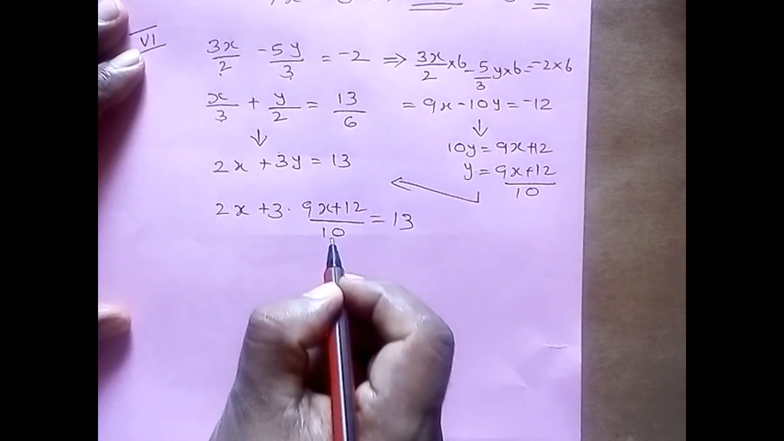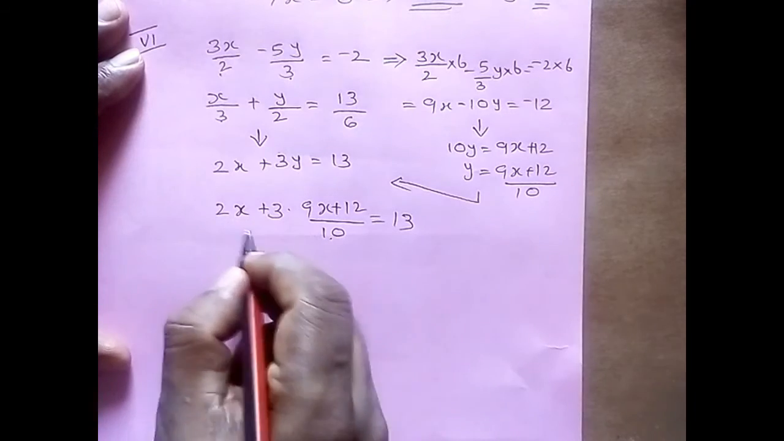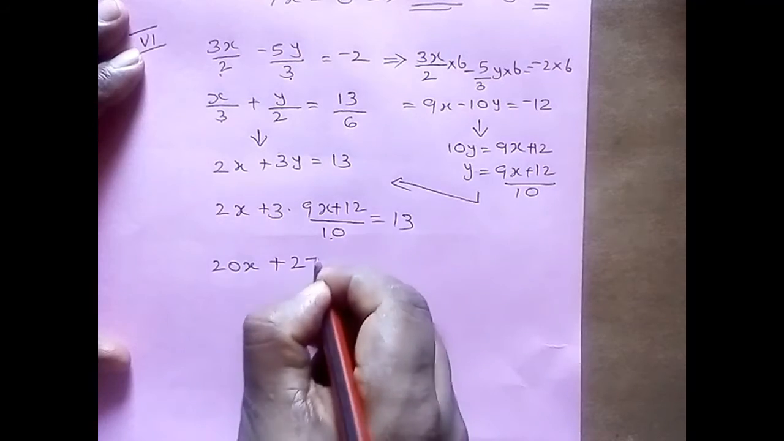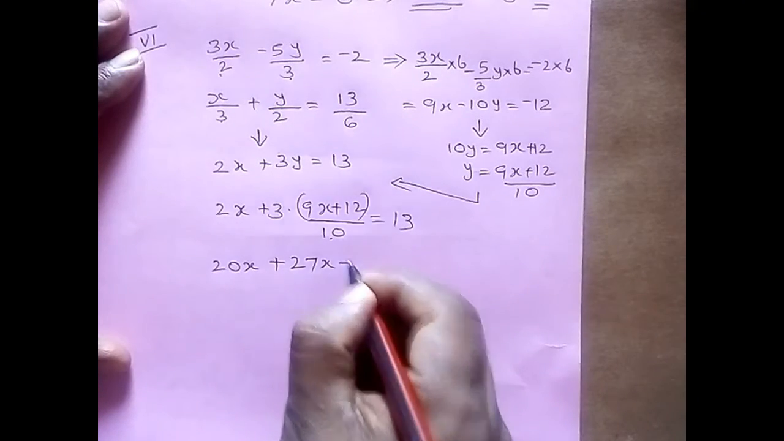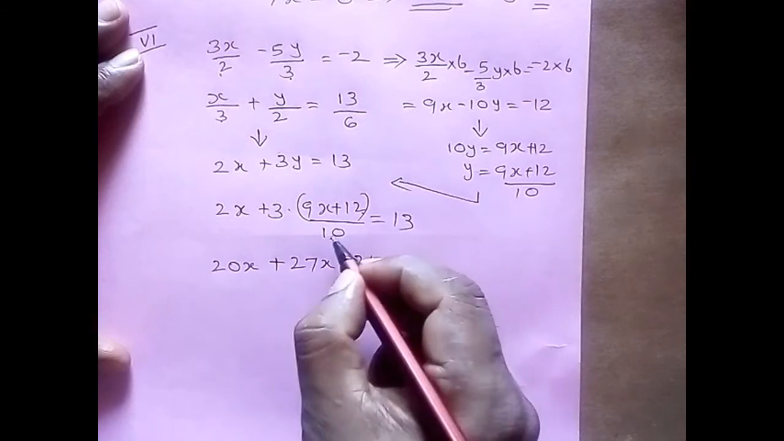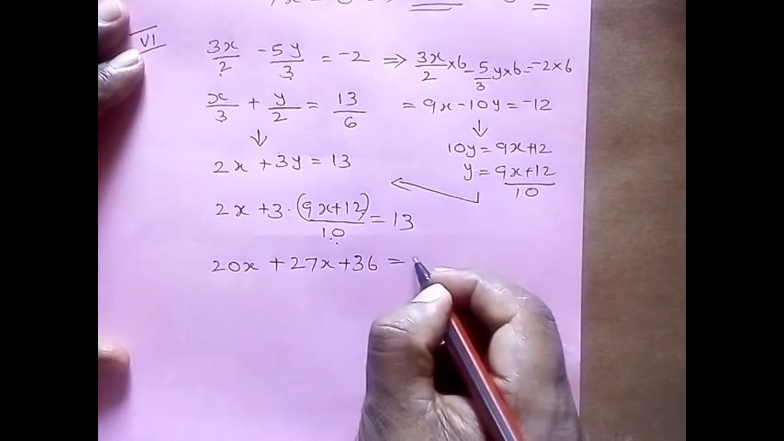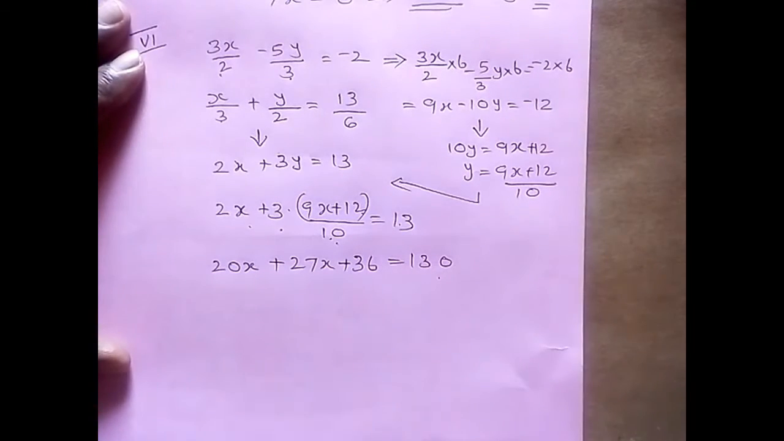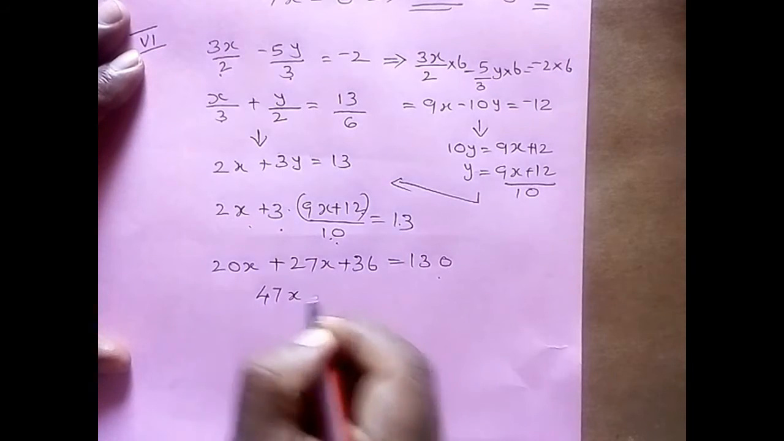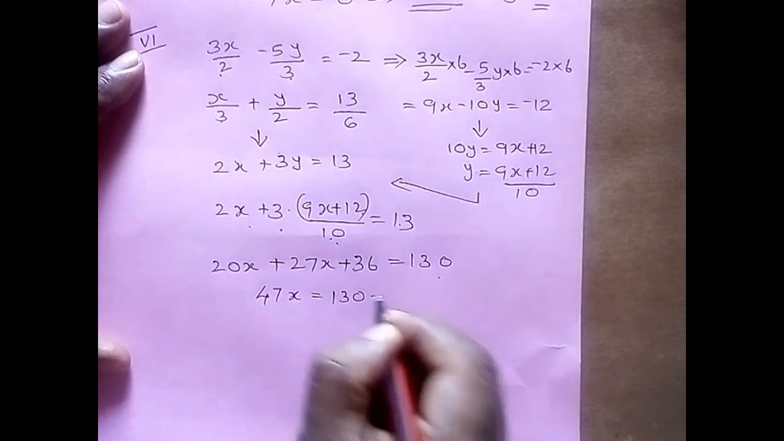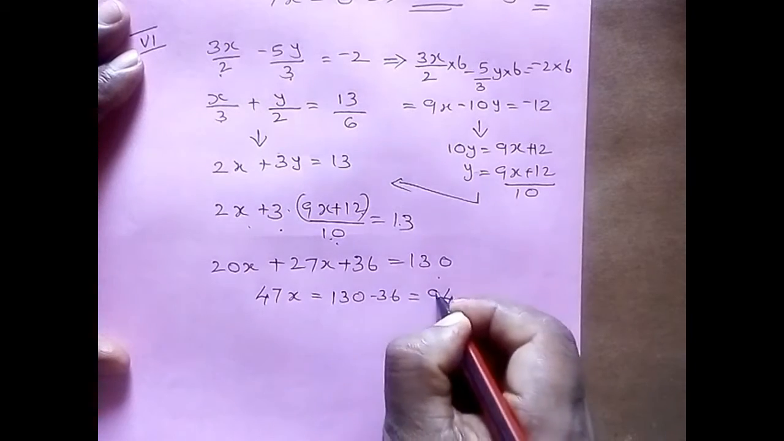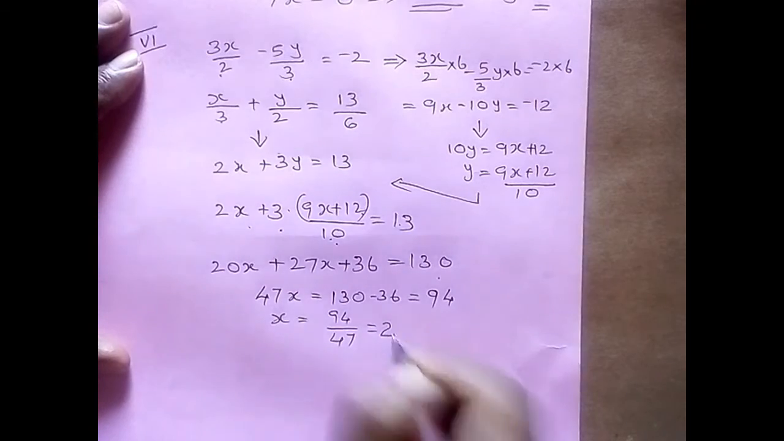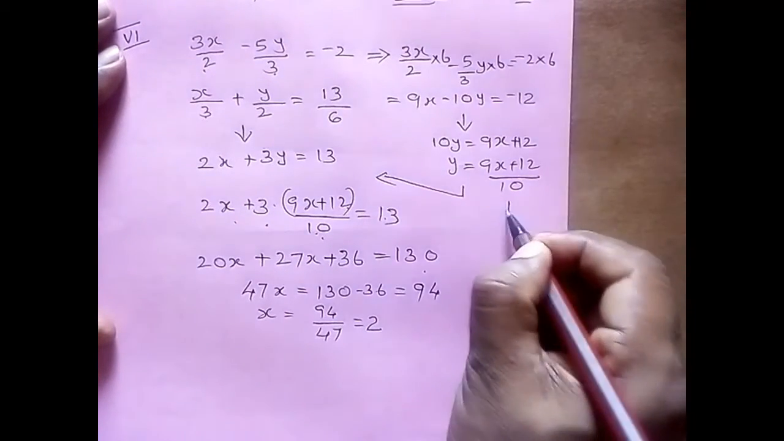Multiplying throughout with 10 to take away this denominator, 10 into 2x, 20x plus 3 into 9, 27x, plus 3 into 12, 36. 10 and 10 getting cancelled, is equal to 10 into 13, 130. We have multiplied with 10 on both sides of this equation to get this. 20 plus 27, 47x is equal to 130 minus 36, that is 94. So x is equal to 94 divided by 47, that is equal to 2. When x is equal to 2, what will happen to y?